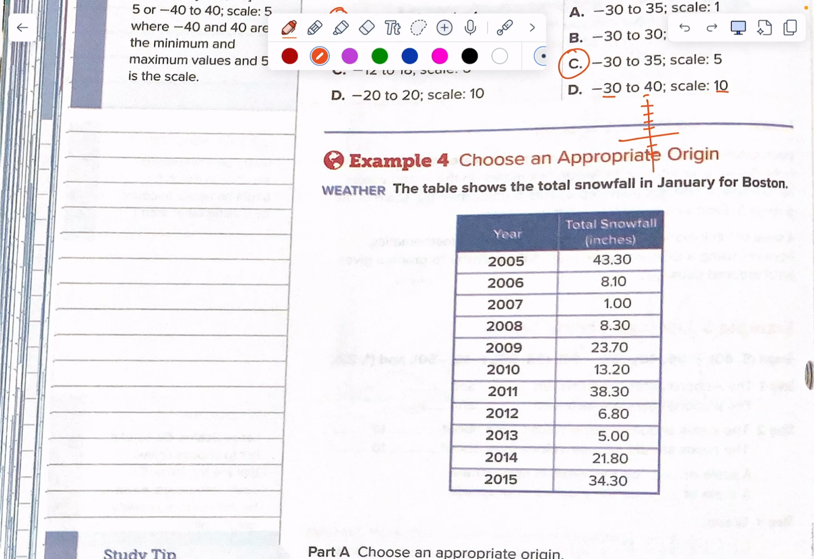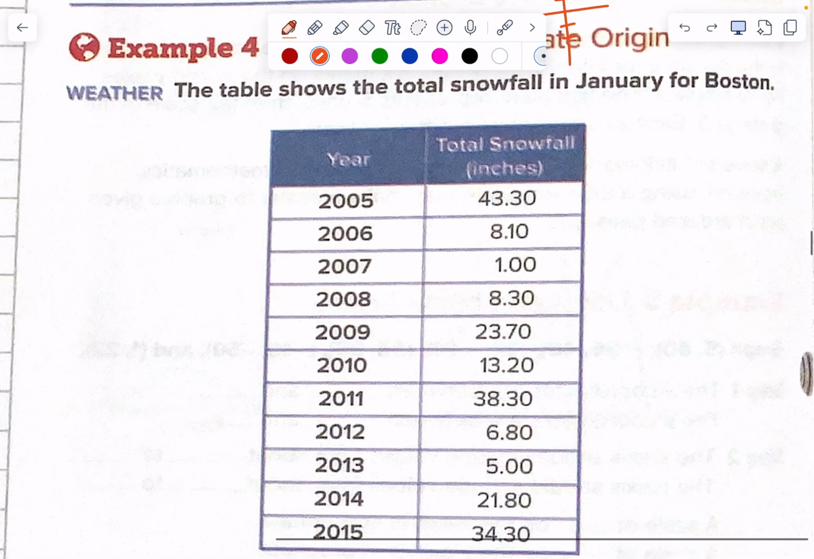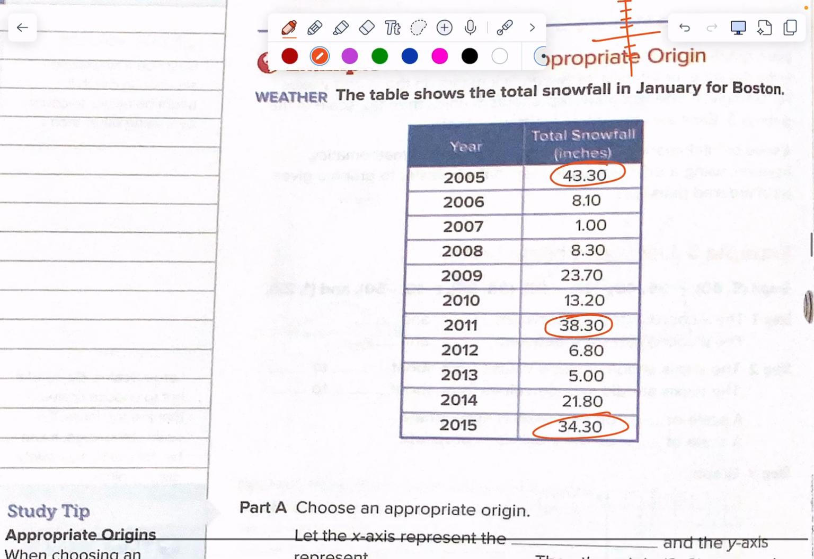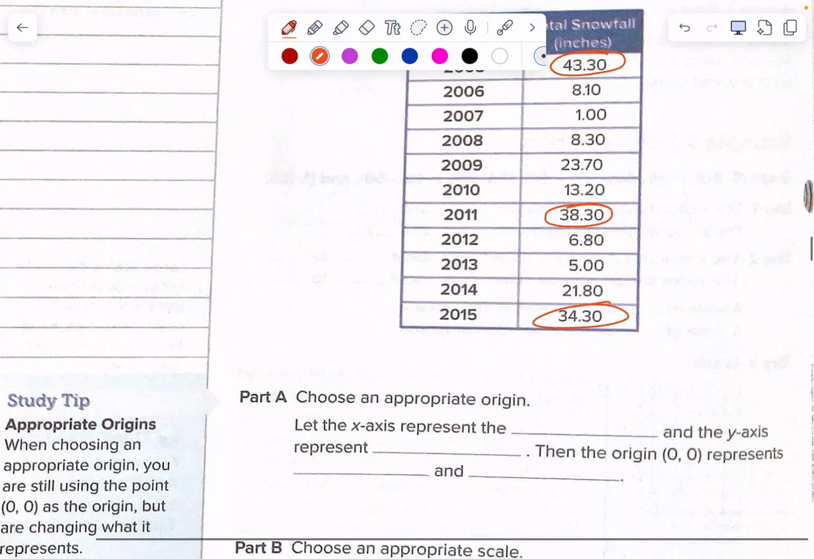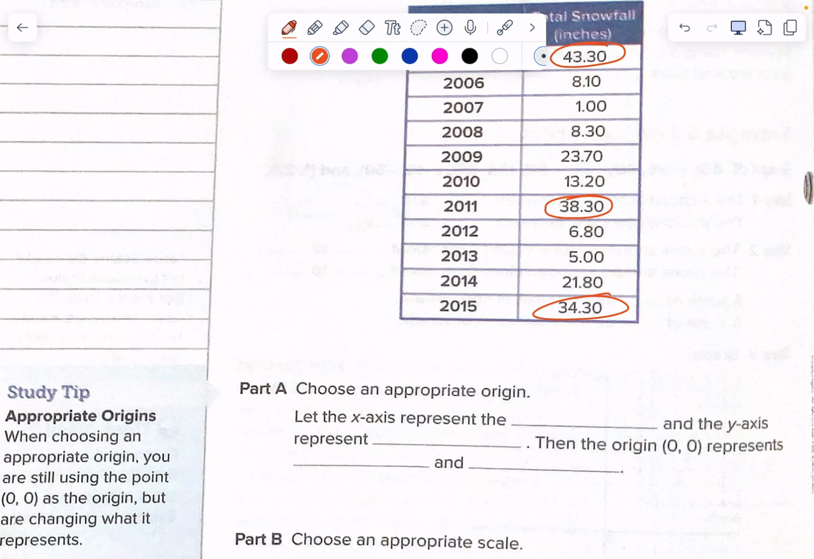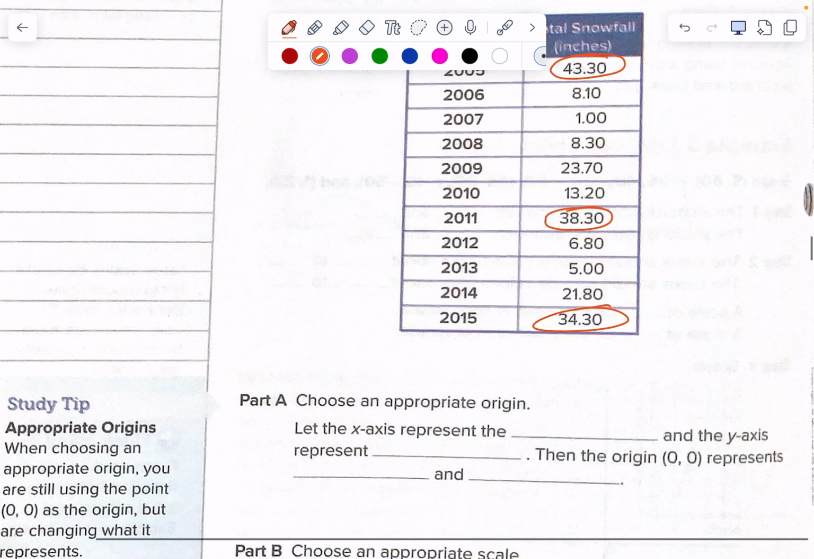Example 4. The table shows snowfall in January for Boston. Okay. We snowed a ton in 2005. Wow. We snowed a ton in 2011. We snowed a ton in 2015, wow. And in 2014, there was a lot. 2009 was a lot, right? Okay. I don't know. It kind of goes in cycles, though. Okay. Choose an appropriate origin. Let the x-axis represent the blank and the y-axis represent blank. Then the origin (0, 0) represents something.